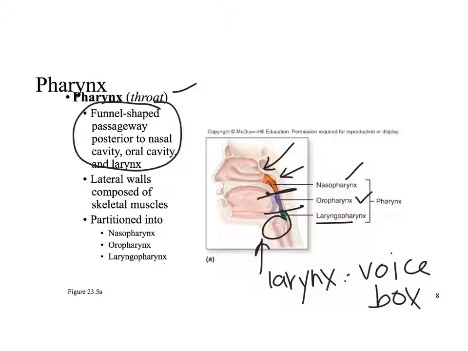Okay, so these become important if you have to tube somebody. So if you have to do like an NG tube, you're going to go in the nasopharynx and then out. Or if you're going to put a tube in somebody's mouth, right, you need to know these parts of the pharynx. Okay, now the side walls of the pharynx are composed of skeletal muscle. Okay, and we just talked about the parts.